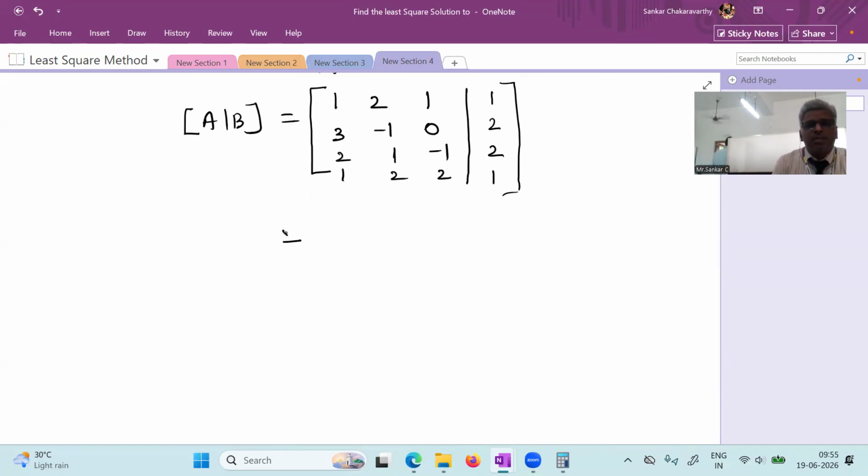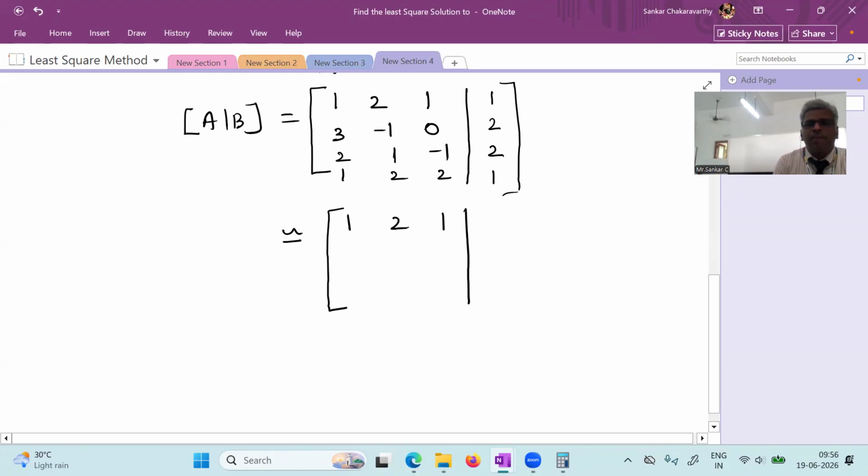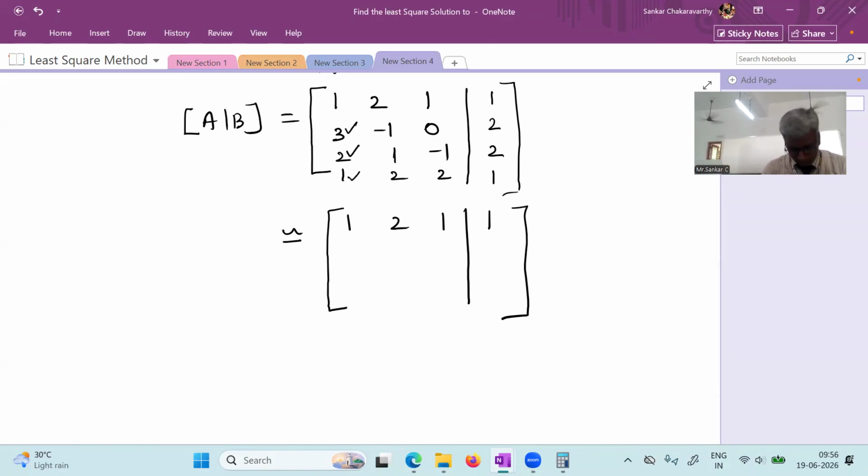It is approximately equal to the first row 1, 2, 1. By taking the first row, you have to make the second row's first non-zero element 0, the third row's first non-zero element 0, and the fourth row's first non-zero element 0.